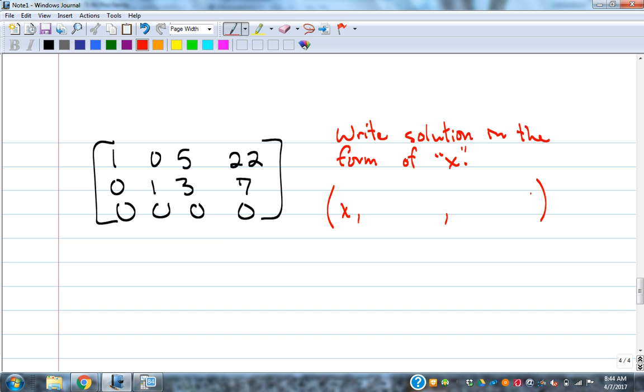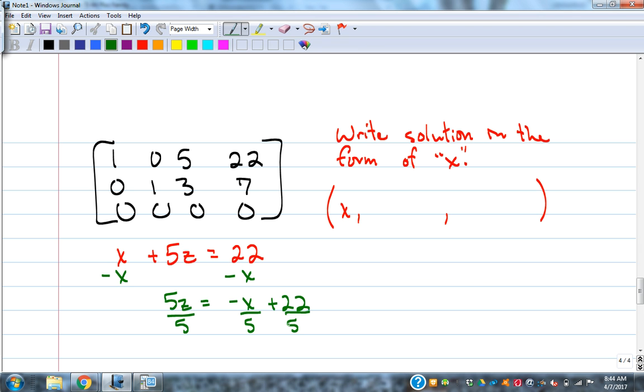That's a little bit more difficult because you get this equation, X plus 5Z equals 22. Could we solve that for Z? We've solved it for X, but we haven't solved it for Z. So we're going to get Z by itself. That's doable. Negative X plus 22. Divide everybody by 5. So we get Z is negative 1/5 X plus 22 over 5. That one's not that tough.